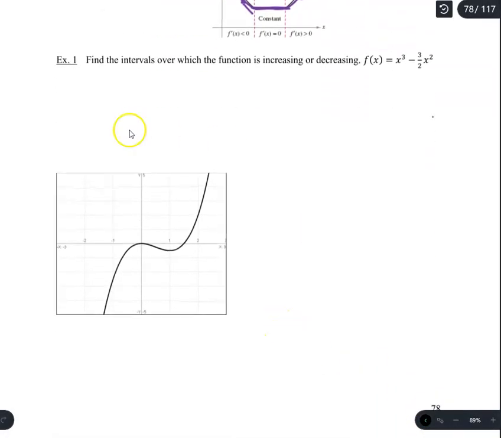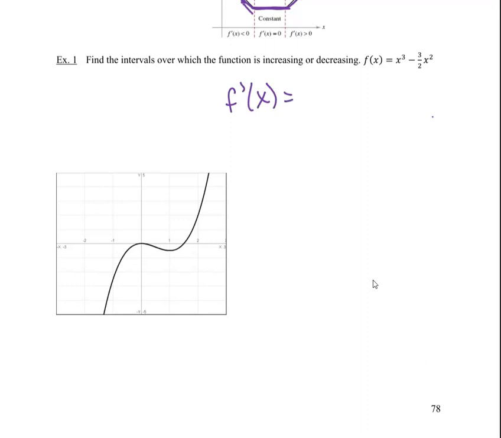So number 1 says, find the intervals over which the function is increasing or decreasing. Now, the first thing to remember is a function is going to change increasing and decreasing, or vice versa, wherever we have a critical number. So the first thing you want to do is find critical numbers. That's always the first job on these questions. So I'm going to take the derivative. Remember what a critical number is. It's where the first derivative either equals 0 or is undefined.